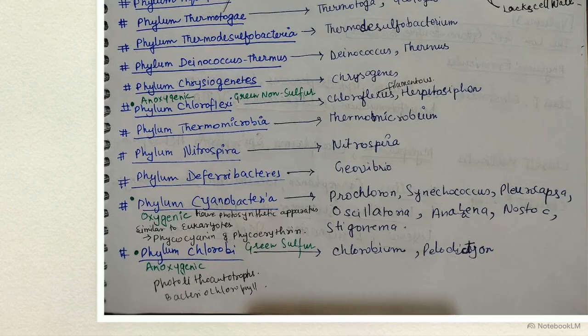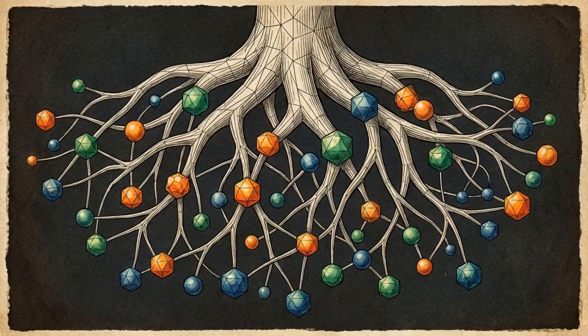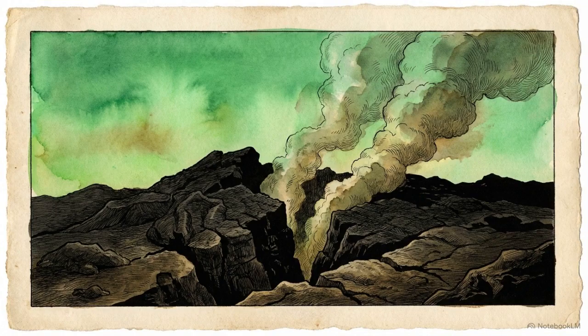Down here, the notes on phylum Cyanobacteria specify that they are oxygenic. They utilize a complex photosynthetic apparatus remarkably similar to eukaryotes. Just beneath that, phylum Chlorobi, the green sulfur bacteria, are explicitly marked as anoxygenic. They perform photosynthesis without producing oxygen at all. At the deepest roots of the phylogenetic tree, the primary taxonomic boundaries are drawn by the mechanics of metabolism, what an organism produces, and the extreme conditions where it thrives.